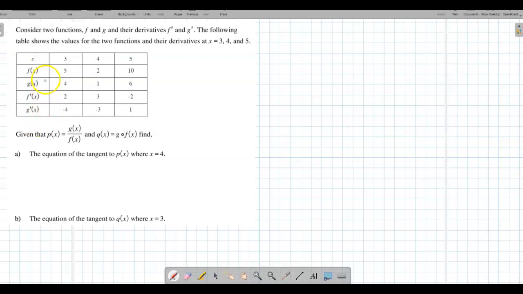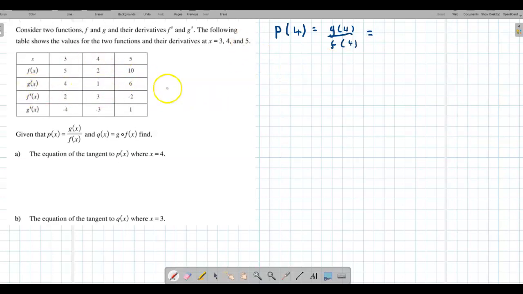So they give me a table of values for f(x) and g(x) and f'(x) and g'(x). And the first thing is that p(x) is g divided by f. And I'm trying to find p'(x) where x equals 4. So the first thing I'm going to do, I'm not even going to think about differentiation. I'm just going to make p(4), and p(4) is g(4) divided by f(4). So I'm going to look up the values of g(4) and f(4), and this will give me the coordinate on the curve where the tangent is.